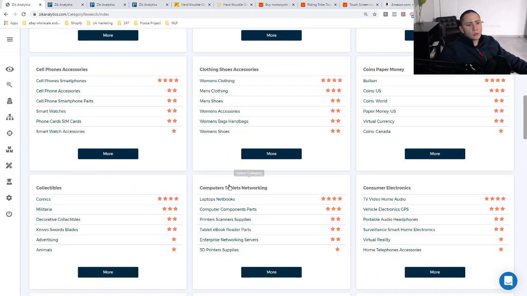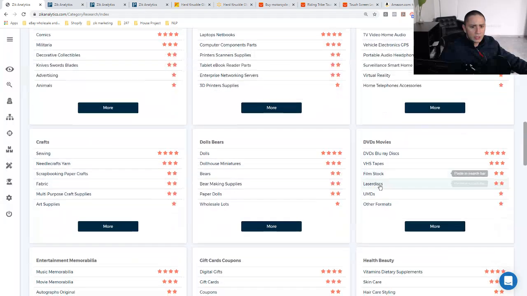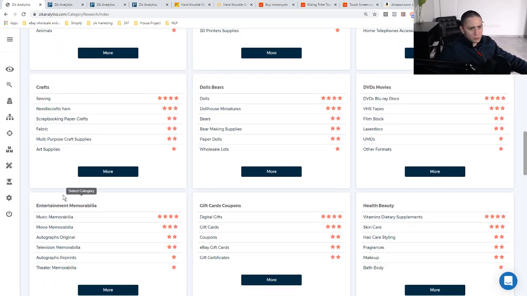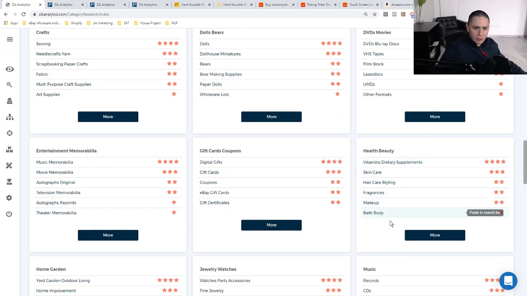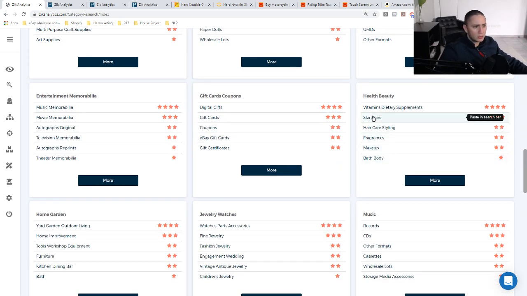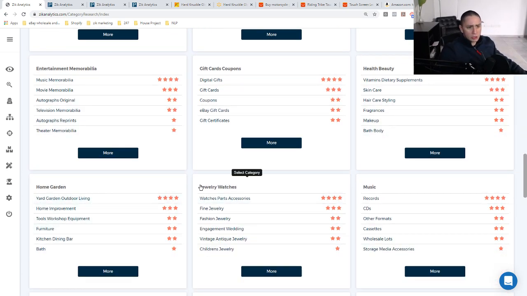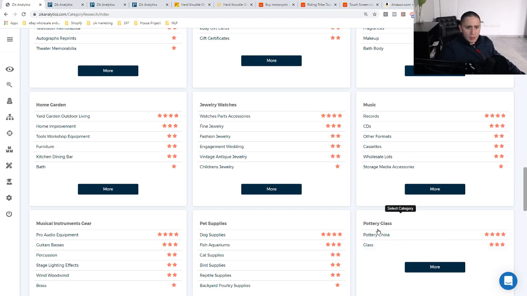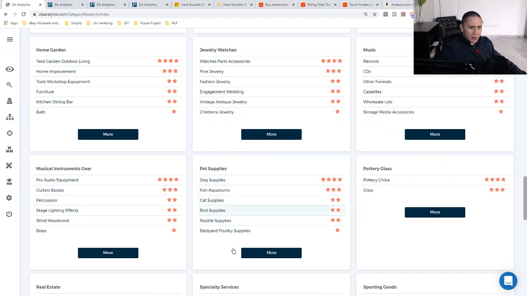Computer tables, networking, good category. Consumer electronics, a good category. DVDs, movies, I would avoid. Dolls, bears, we look for products. Crafts, we look for products. Entertainment, we'll avoid. Gift cards, we'll avoid. Health and beauty, interesting category, but you have to be careful when you sell in health and beauty. Home and garden, very good category. Jewelry, watches, good category. Music, records, and so on, I will avoid. Pottery, glass, will avoid. Pet supplies, great category.